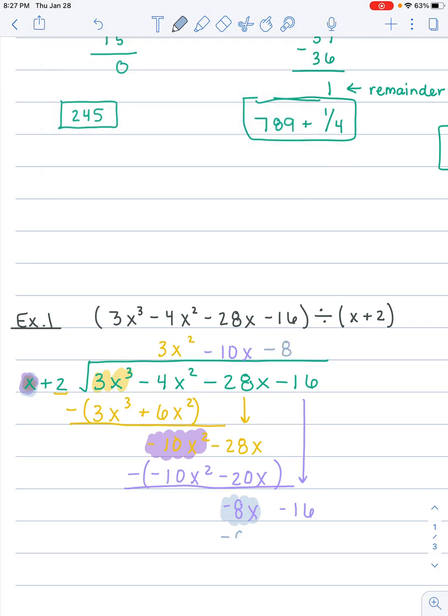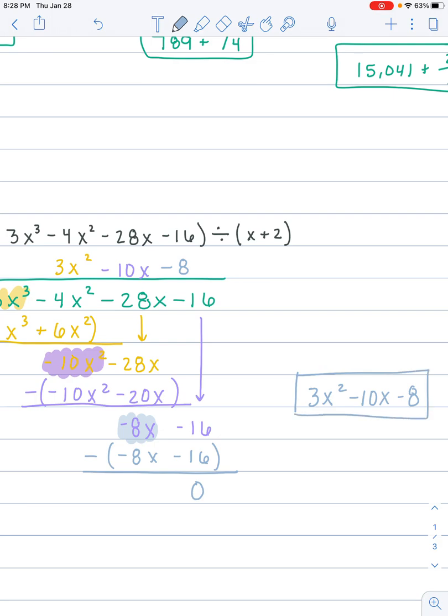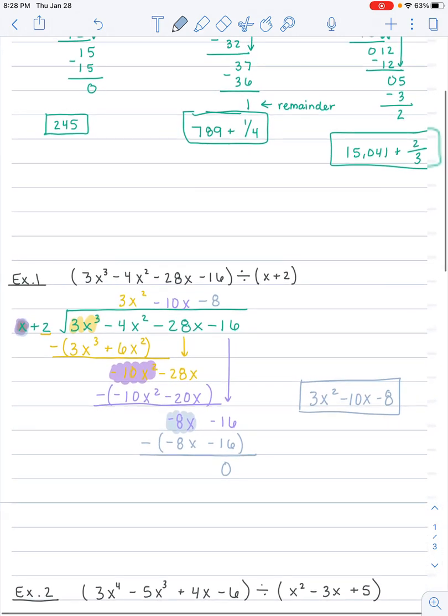How can I make x look like negative 8x? I can multiply by negative 8. Negative 8 times x is negative 8x. Negative 8 times 2 is negative 16. We are going to subtract. Negative 8x minus a negative 8x is 0. 16 minus a negative 16 is also 0. So my final answer here would be 3x squared minus 10x minus 8.